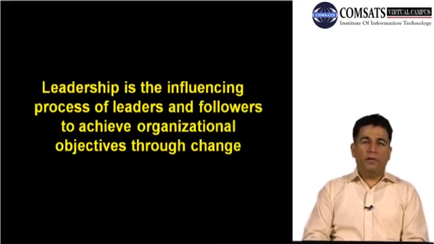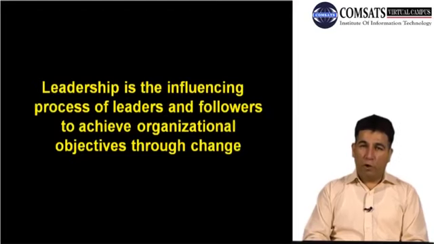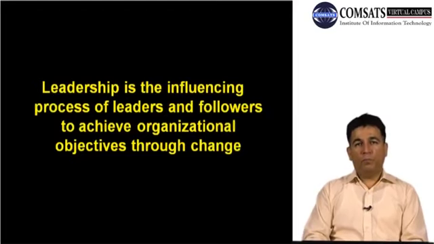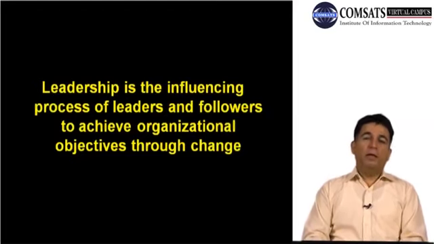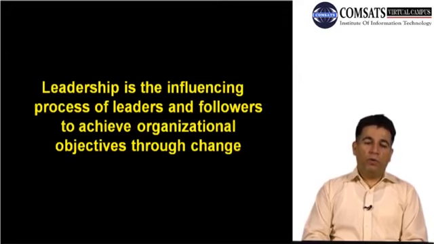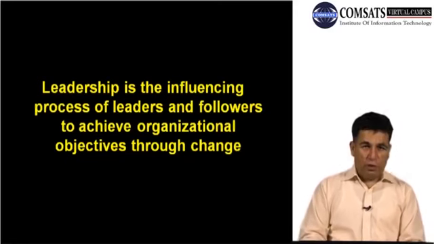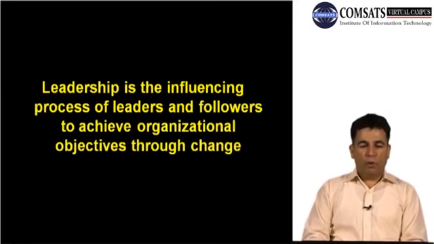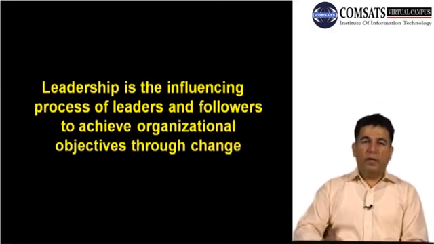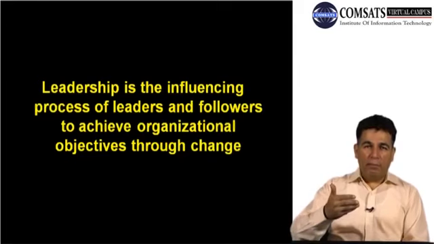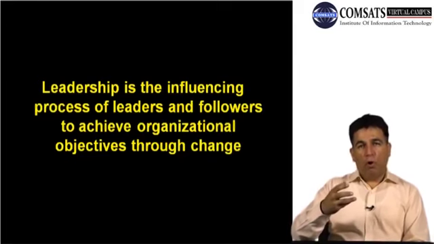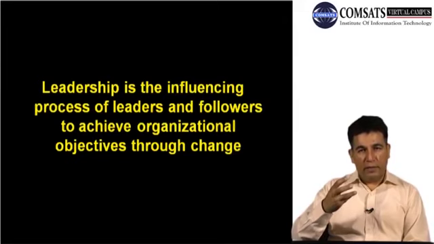Now, leadership is the influencing process of leaders and followers to achieve organizational objectives through change. You see that leadership is one of the motivating processes. In this influencing process, or motivating process, the leader is trying to help the followers to achieve organizational objectives through change.